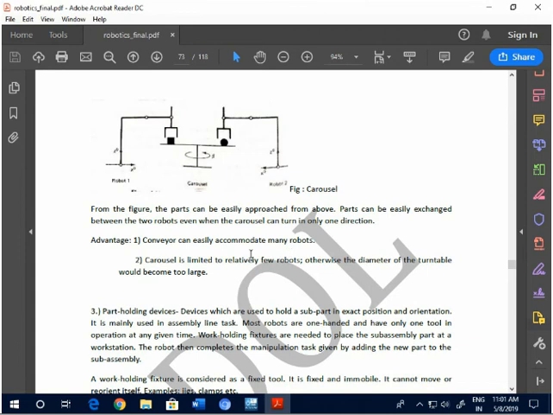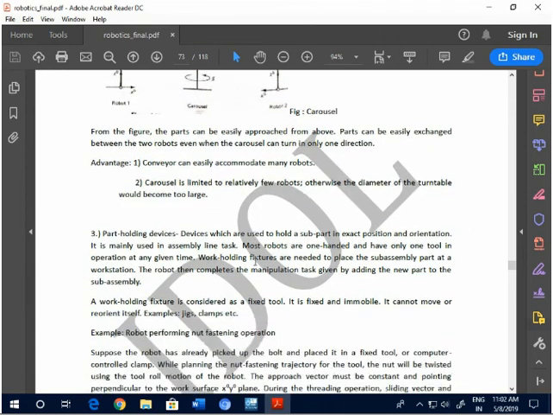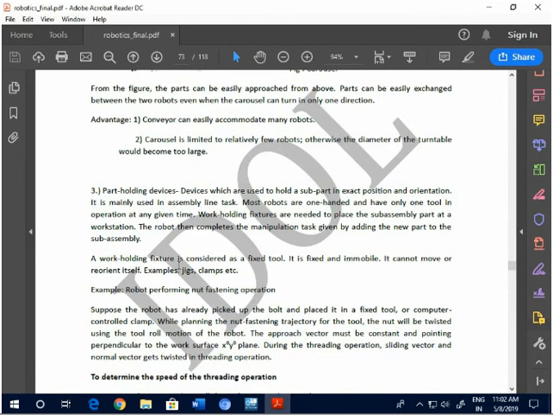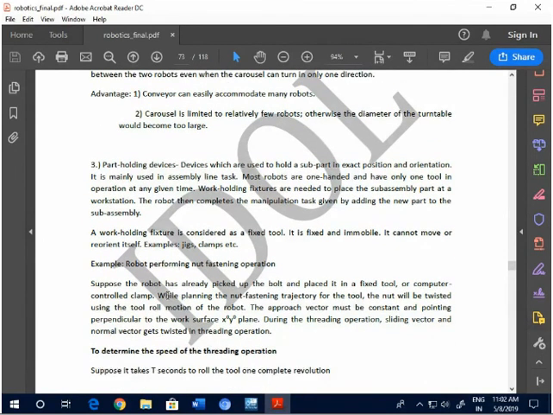Part holding devices are used to hold the sub-part in an exact orientation or position. It is normally used in assembly line tasks. Most of the robots are one-handed, and have a tool at the end of the operation at any time.